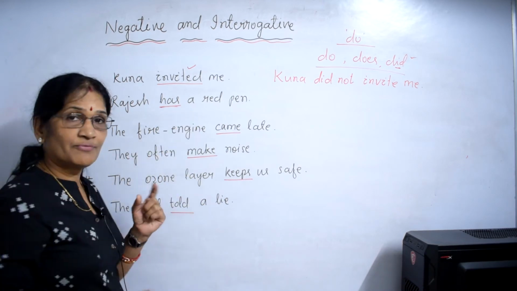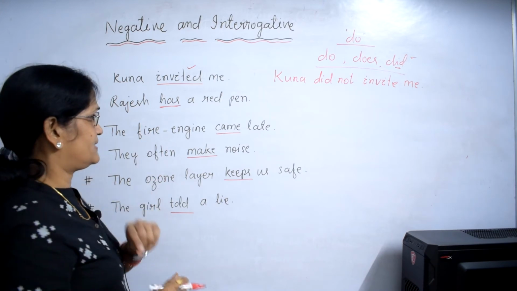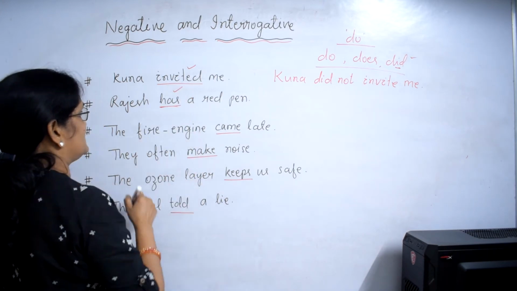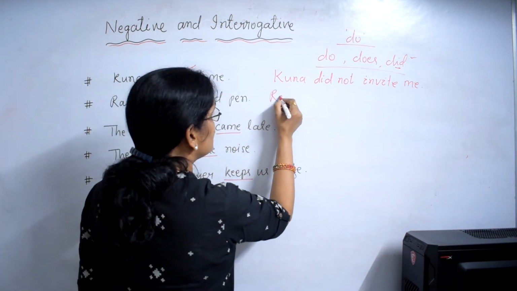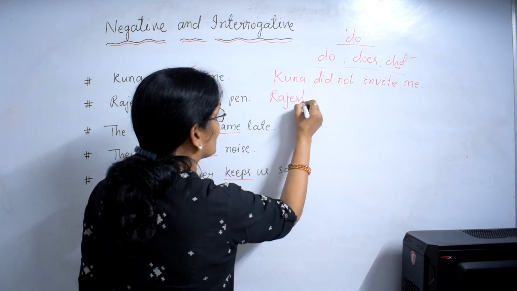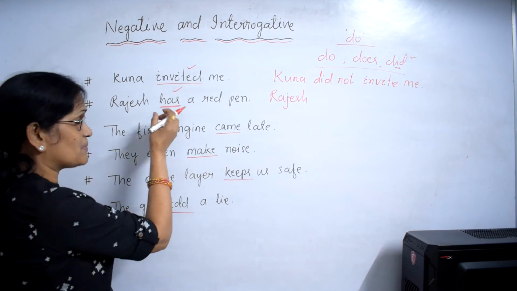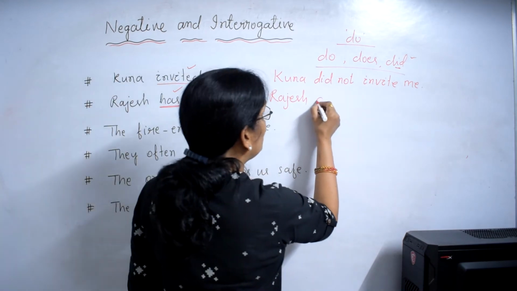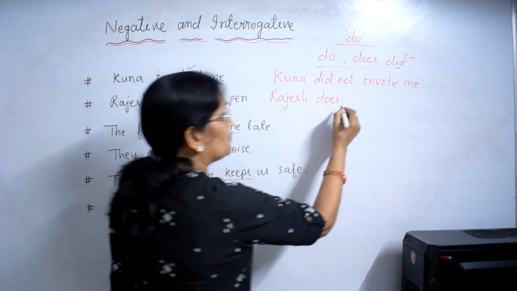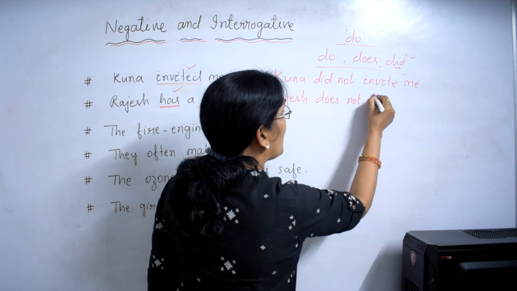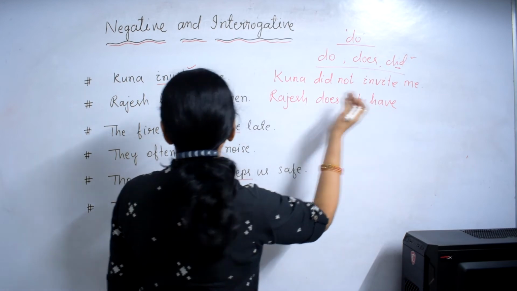Rajesh has a red pen. Has is what kind of verb? Have form of a verb: have, has, had. So it is simple present. Rajesh has. So what will it be? As has is there, does is hiding in it, and its base form of verb is have. So does. When you separate does from has, then you have to write have. Doesn't have. Rajesh does not have a red pen.